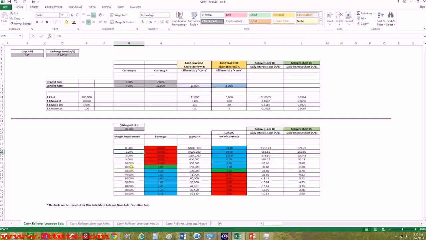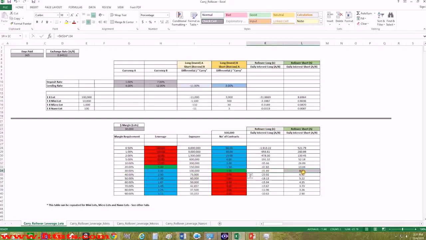Now, if we go down here somewhere and we decide, for example, that we want 30% margin requirement, well, this is one contract because our exposure is 3.3 times leverage, and our exposure is equivalent to one contract, one lot of this currency pair.